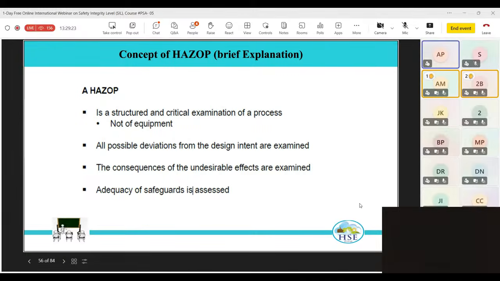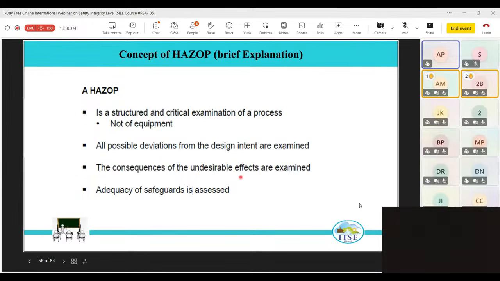Now, HAZOP is a structured and critical examination process, and by HAZOP you can take the process design part of your plant and do a structured analysis. By doing that, you decide how much risk and what kind of risk is there, which risk sector is getting affected, and what kind of consequences there are.